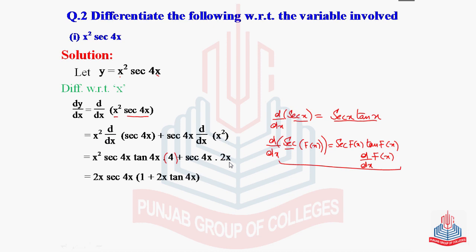Now just simplify this result. We have 2x secant 4x as a common factor, then the remaining part will become 1 plus 2x tan 4x. Actually 2x secant 4x will be common from here, then that will become 1. So here we have 1 plus, then by taking 2x and secant 4x common from here, that will become 2x tan 4x. So this is the complete differentiation of the given function, which is x square secant 4x.